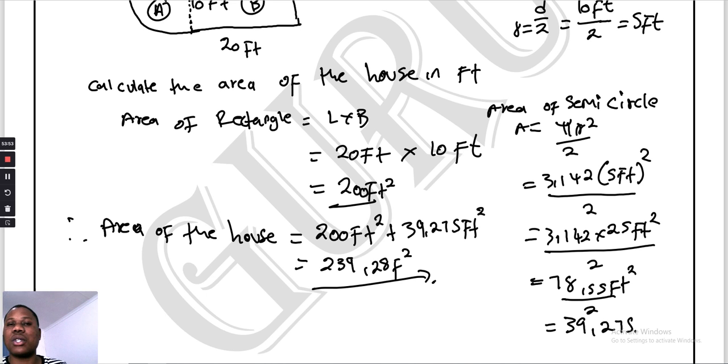Okay, so this is going to be the end of my lesson for today. I will be coming back again to show you how to calculate the surface area and the volume, and from there we're going to be treating previous question papers.